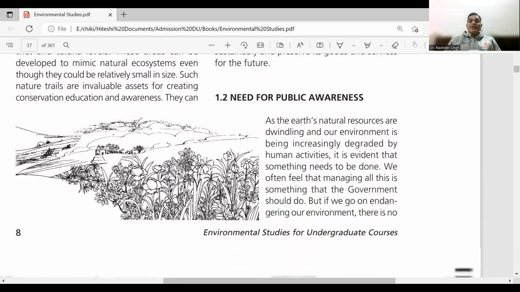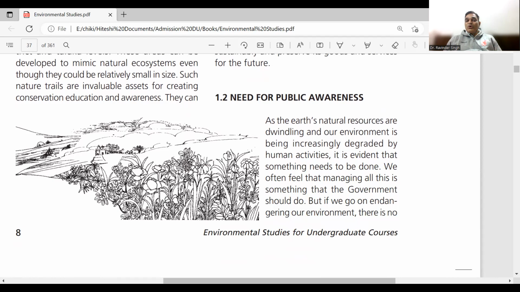Next heading, need for public awareness. As the Earth's natural resources are dwindling and our environment is being increasingly degraded by human activities, it is evident that something needs to be done. We often feel that managing all this is something that the government should do.